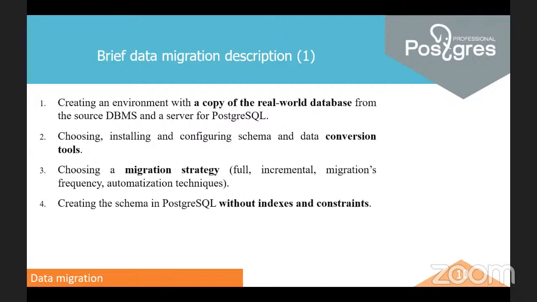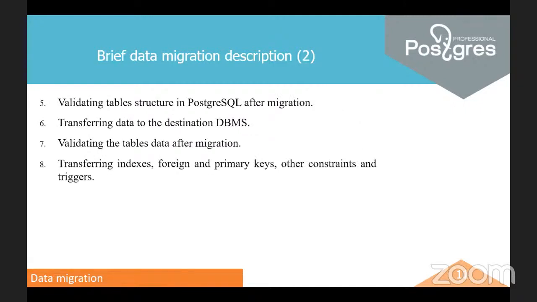The fourth step is to create a schema in Postgres without indexes and constraints, because it's much faster to load data without them. And after schema creation, the entire structure should be validated. And you can use the data dictionary in Oracle and Postgres and compare it. For example, I use Oracle FDW to do that. So I connect to Oracle by using Oracle FDW.